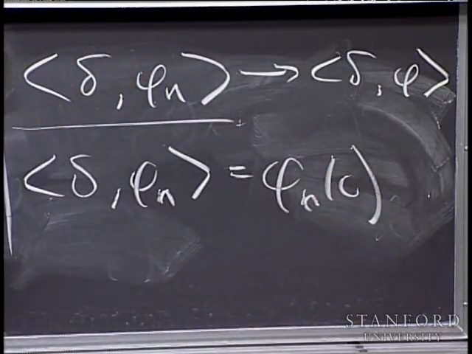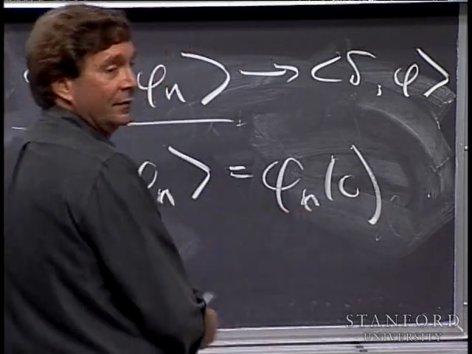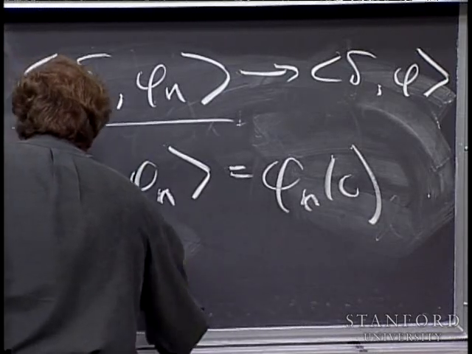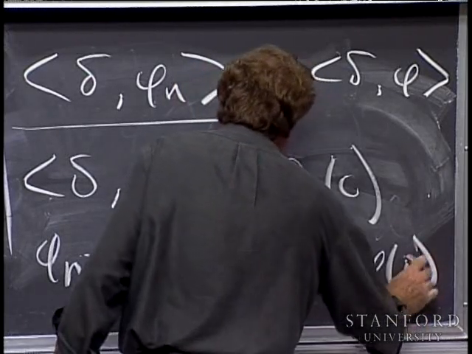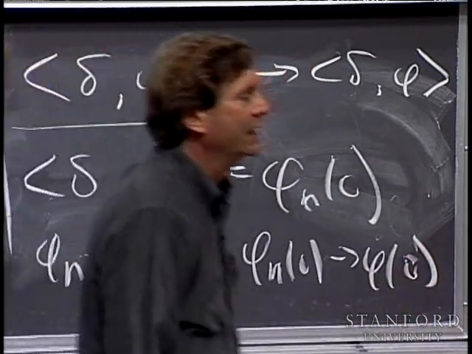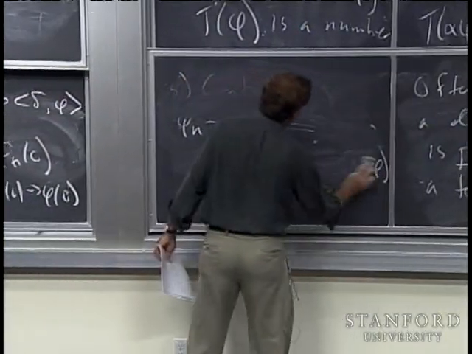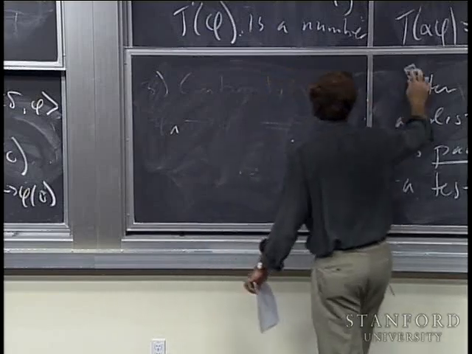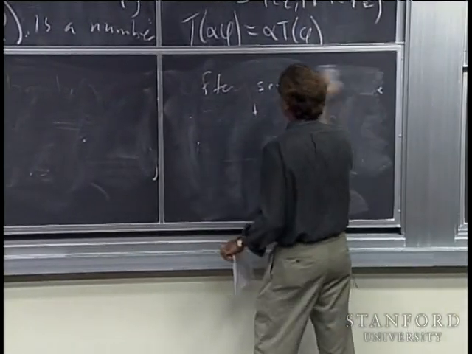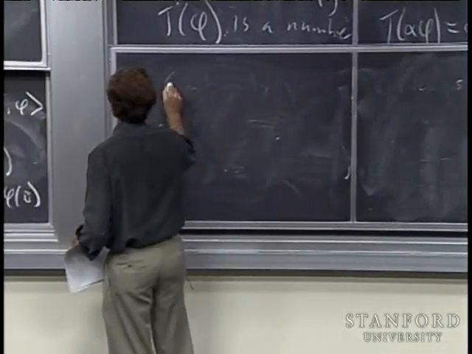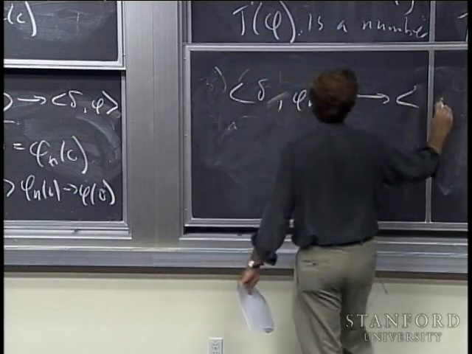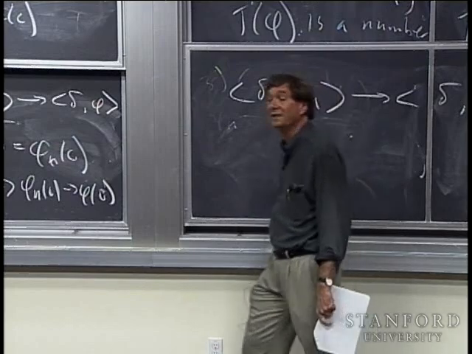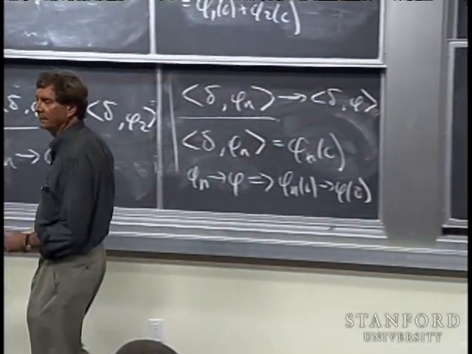Well, if the sequence of functions phi n is converging to phi, then surely phi n of 0 is converging to the value at 0. All right? If phi n converges to phi, then surely phi n of 0 converges to phi of 0. And so surely it must be the case that delta paired with phi n converges to delta paired with phi. So it's continuous. It's a continuous linear functional. Okay?